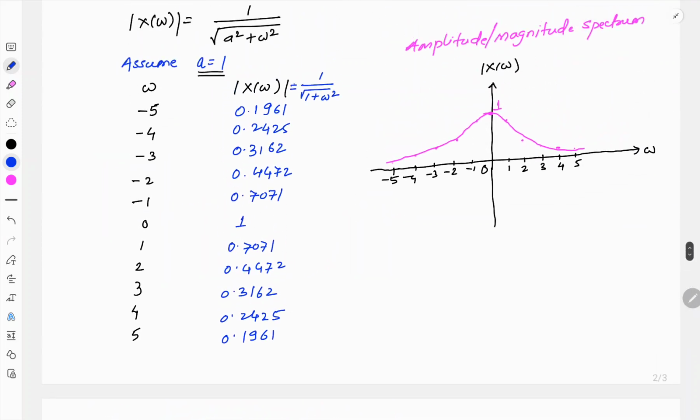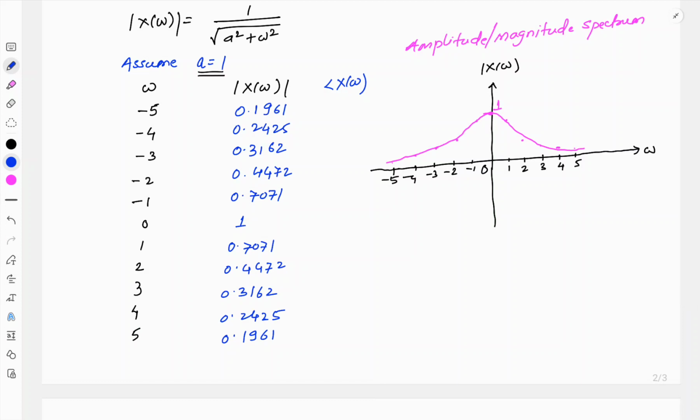So here I will add one more column. So first column is for different values of omega, second column is mod of X of omega for amplitude spectrum, and third column as angle of X of omega. So we have now to find out angle of X of omega, which is given as tan inverse of minus omega by a. But here let us assume a equal to 1. So it simply becomes tan inverse of minus omega. So here remember that you can find out the value of tan inverse of omega, where omega is minus 5, minus 4 up to plus 5, either in degrees or in radians. It doesn't make the difference.